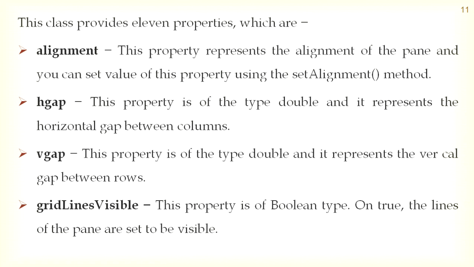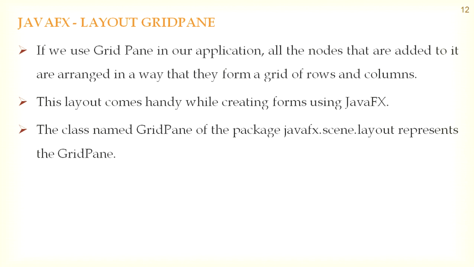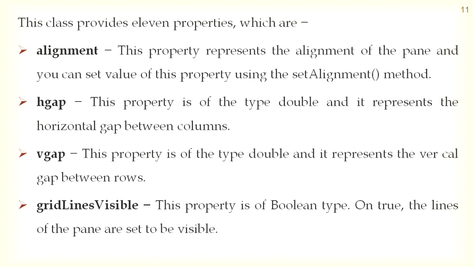This class provides 11 properties which are alignment, hgap, vgap, grid lines visible, and so on. The grid lines visible property is of Boolean type. If true, the lines of the pane are set to visible. And vgap, this property is of type double and it represents the vertical gap between the rows. And hgap, this property is of type double and it represents the horizontal gap between columns.